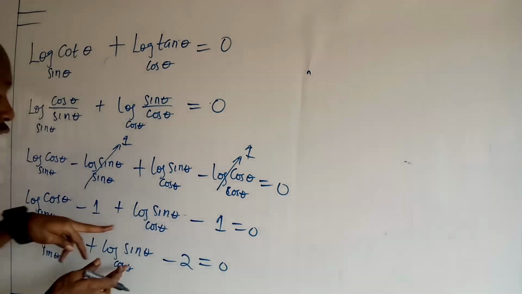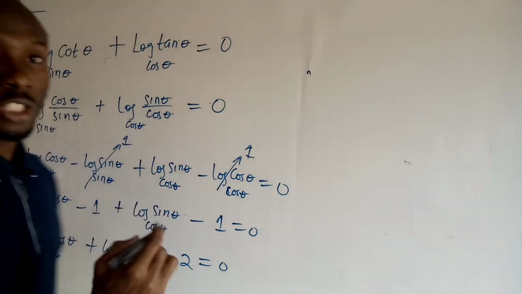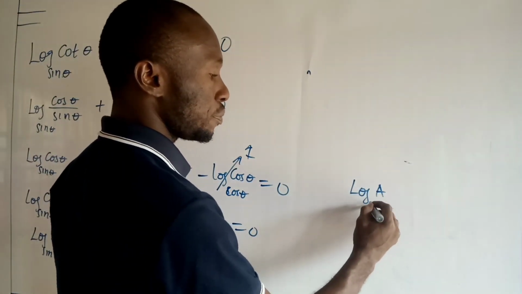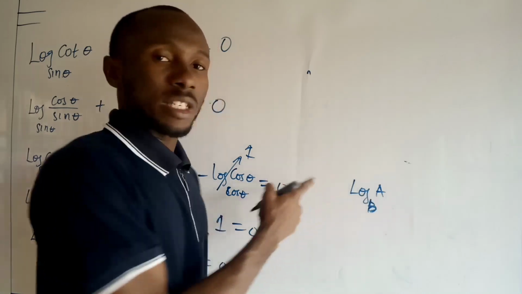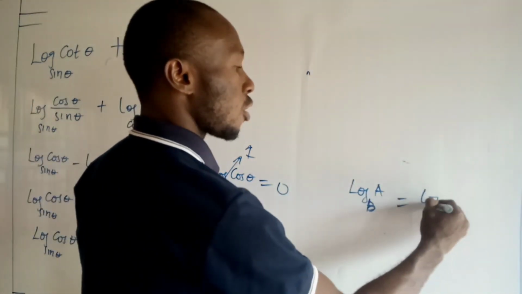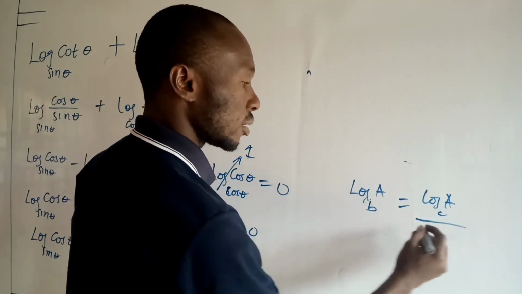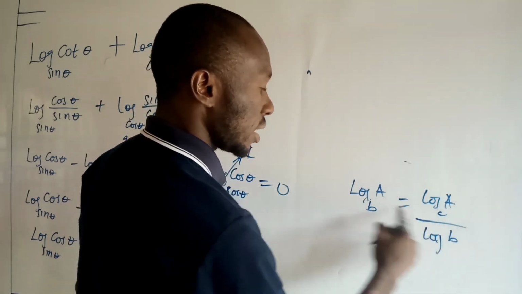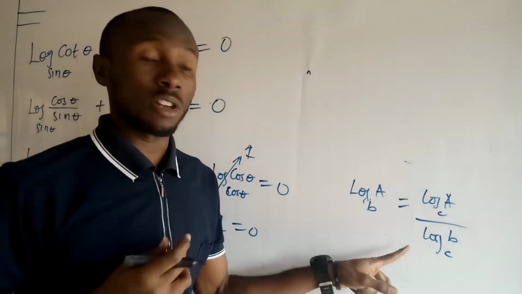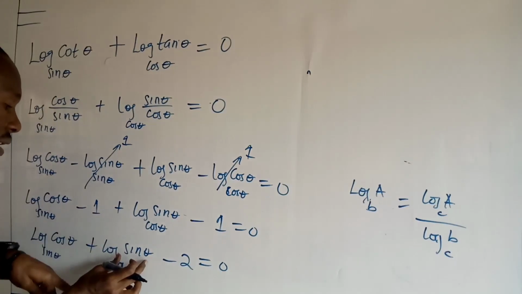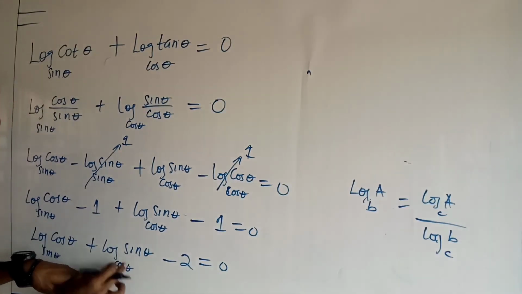At this point, I'm going to change the base here. Remember how to change the base of a logarithm. If you have log a base b, for instance, and I want to change the base to c, it can become log a base c upon log b base c. This is how to change the logarithm base. So that's what I'm going to do right here. I want to change the base of this one to be sine theta.